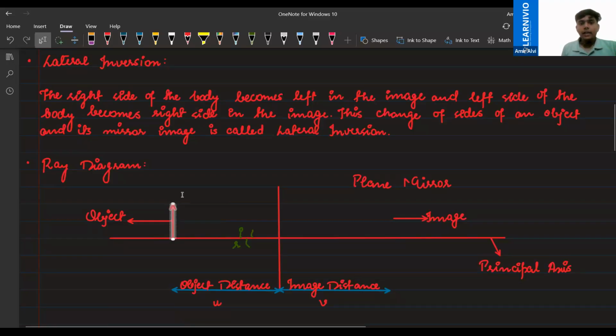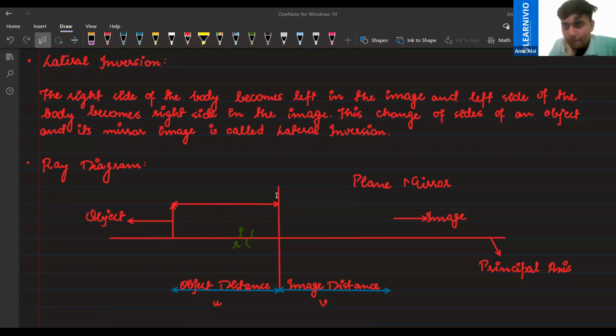So Inan, to draw the ray diagram of any object, there are two rays that need to be drawn. The first ray will be parallel to the principal axis. If the light ray is parallel to the principal axis, it strikes perpendicular to the plane mirror. What will be the angle of incidence, Inan?